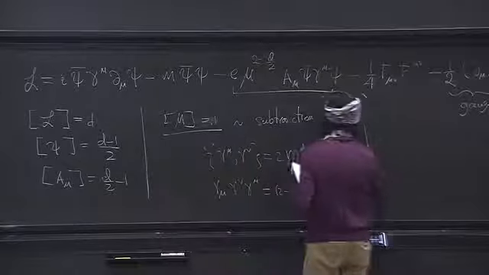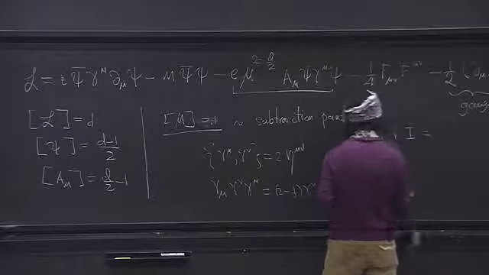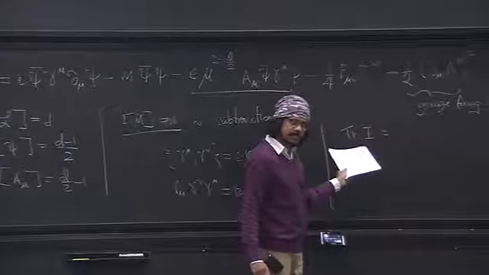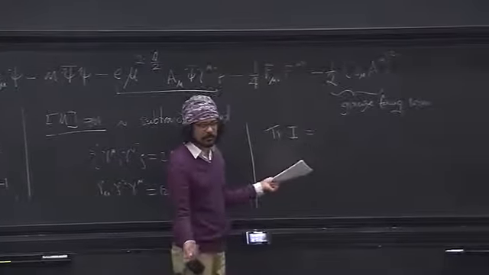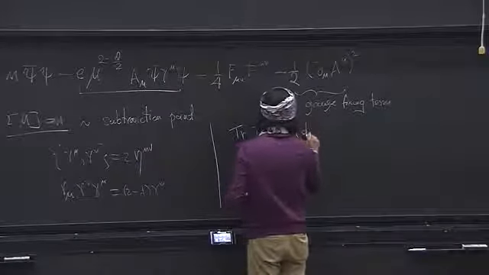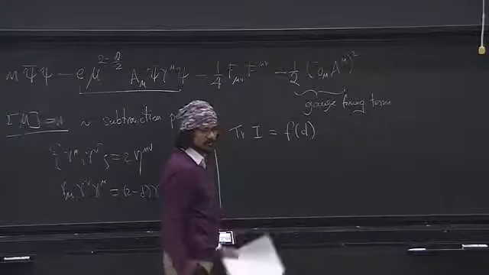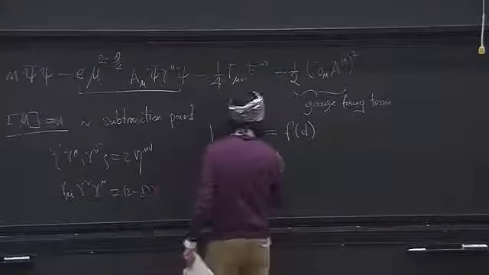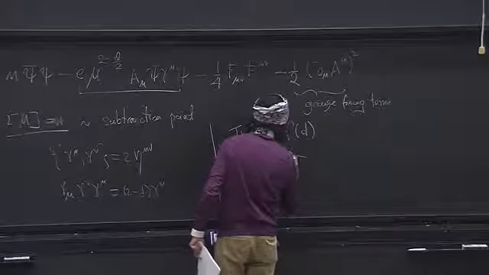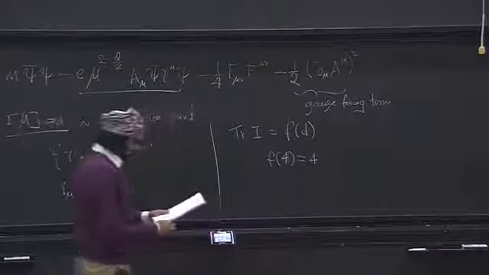So in 4 dimensions, the identity matrix acting on spinors in 4 dimensions will give you 4. But in arbitrary dimension, what we require is that it be some smooth function of d, such that when d is 4, this guy is 4. So this is the trace.